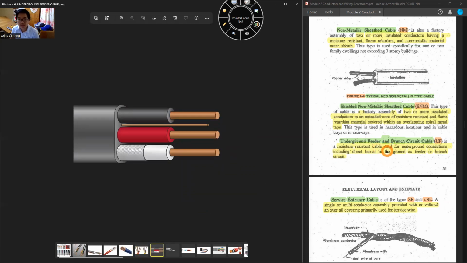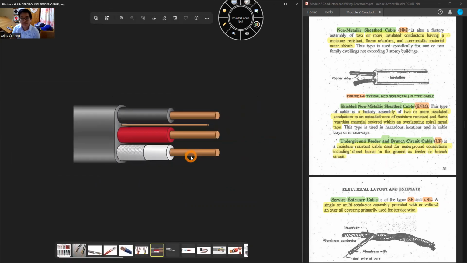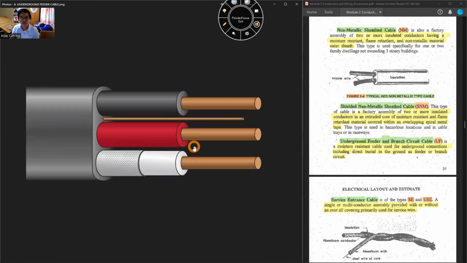So, next, class, meron tayong underground feeder and branch circuit, or UF. Okay. So it is a moisture-resistant cable used for underground connections, including direct burial in the ground, as feeder or branch circuit. Okay. So ano ang special sa kanya, class? Supposedly, hindi masyadong dinescribe. Pero ito yung na-search ko, class, na underground feeder tsaka branch circuit natin.